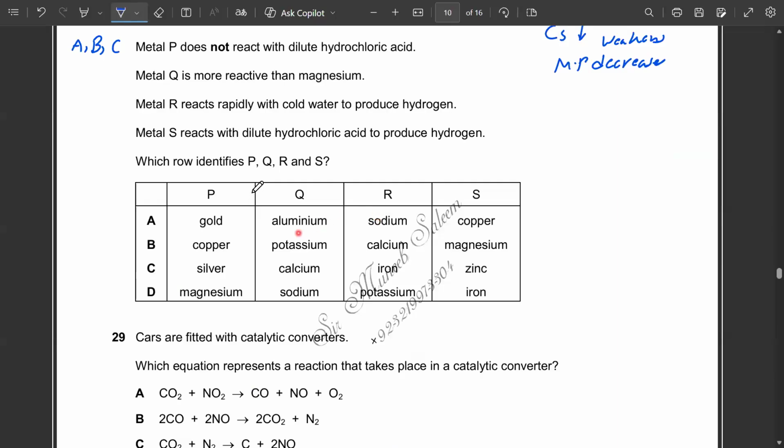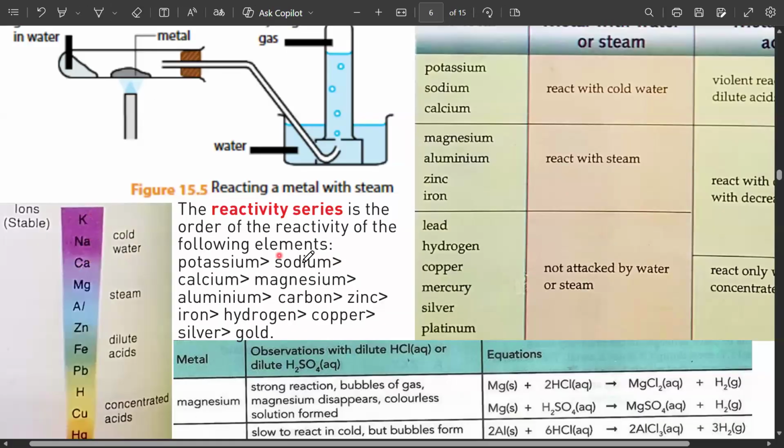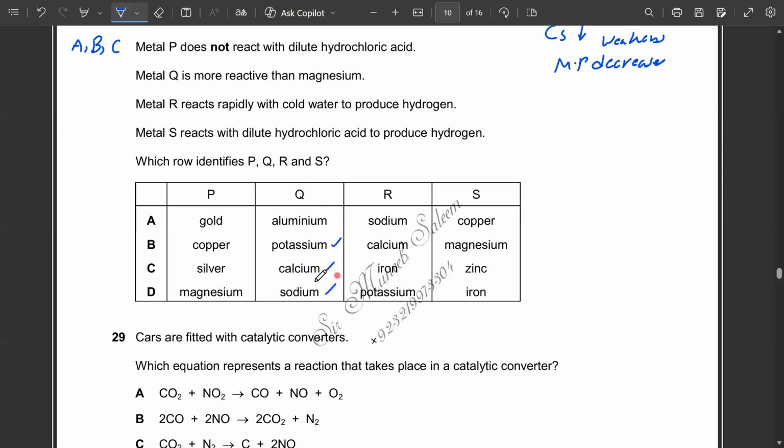Okay, so Q will be either potassium or calcium and sodium. All these three elements are there: calcium, sodium, and potassium. We already eliminated the option D, so it will not be sodium. We are left with option B and C. So the second point we can say it is one of the two options, B and C.